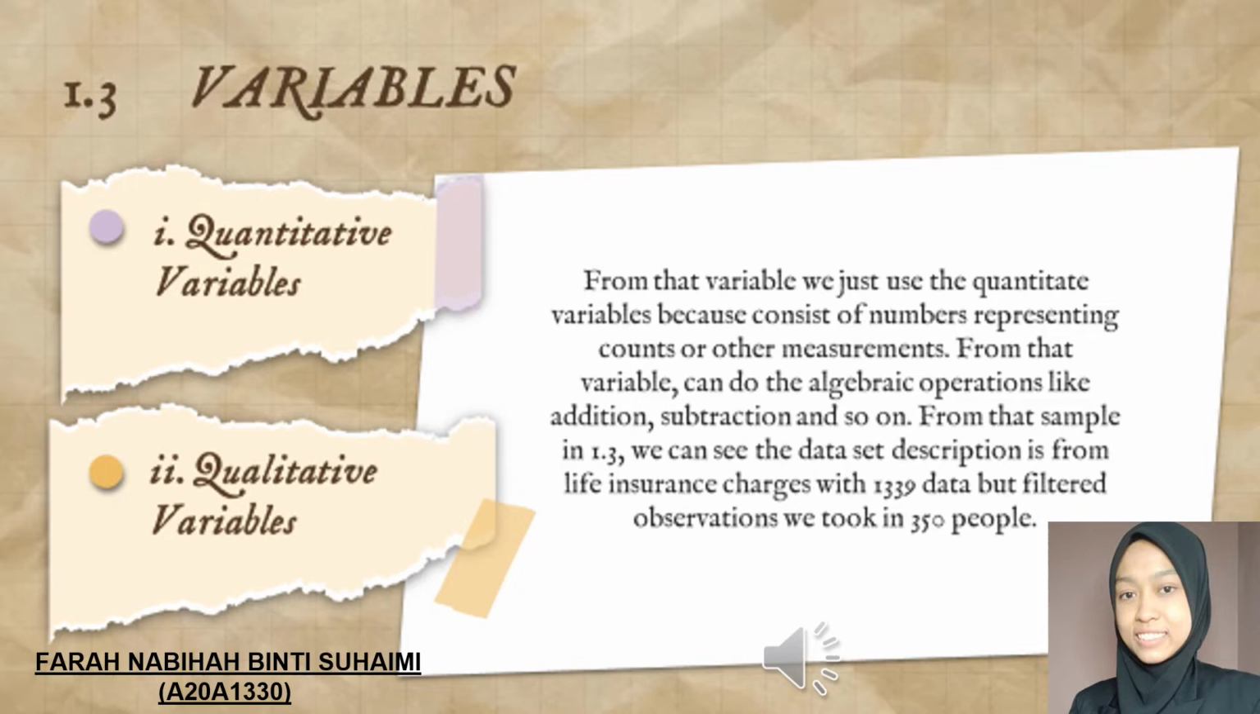From the sample in 1.3, we can see the data set description is from life insurance charge with 1,339 data, but the filtered observation we took is only 350 people.